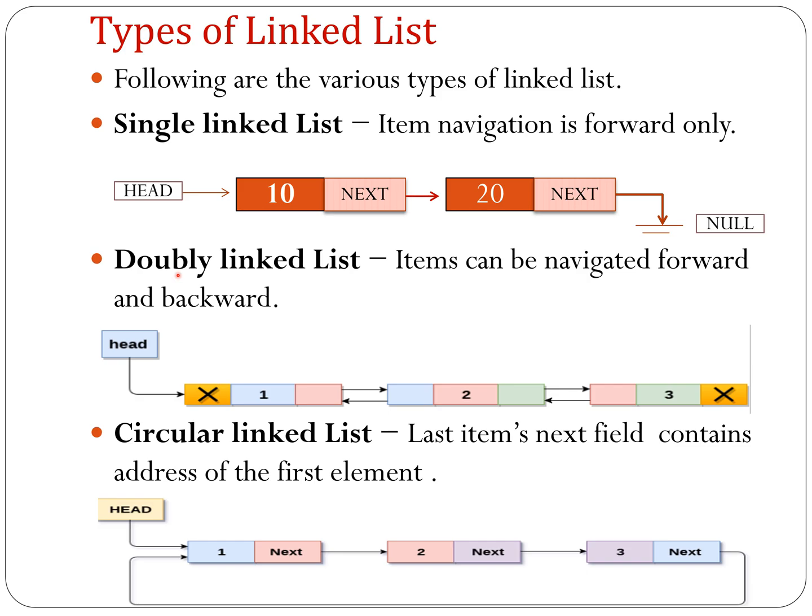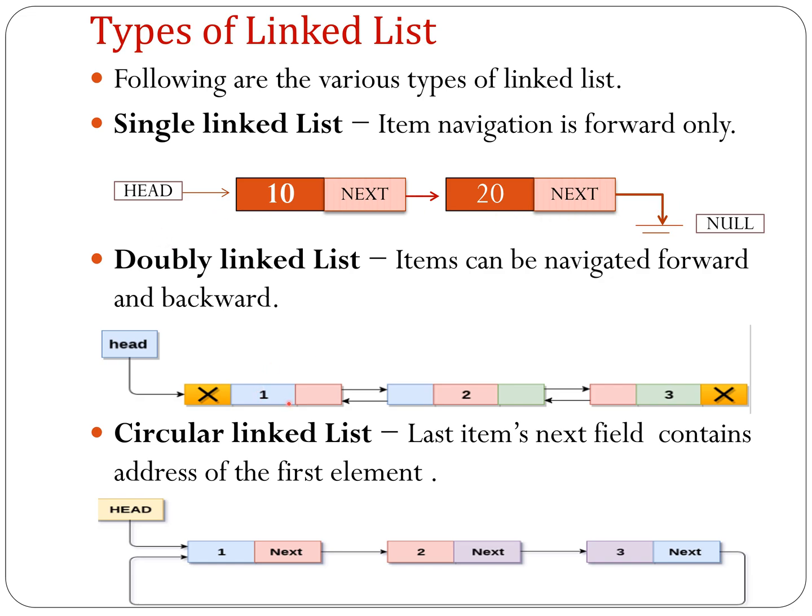In a doubly linked list, nodes can be navigated in the forward and backward directions. So it is called a bidirectional linked list. You can traverse it in both directions, unlike in a singly linked list. A singly linked list does not allow you to traverse in both directions. We can travel only in the forward direction.